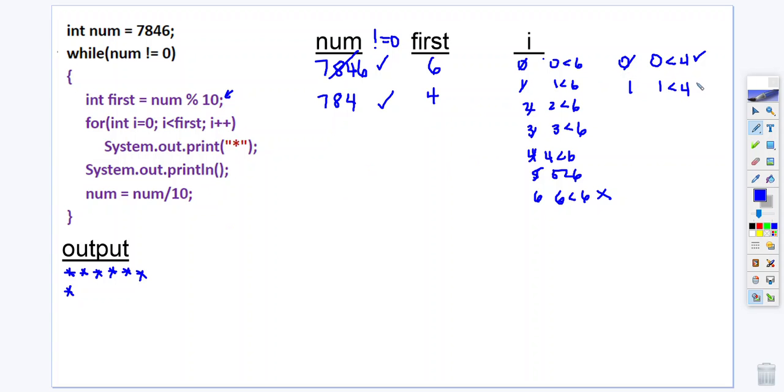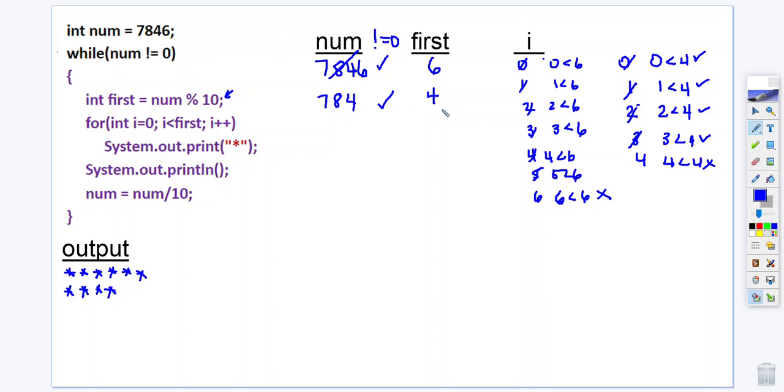And the answer is yes. So I'm going to print another asterisk. And then is 2 less than 4? And the answer is yes. So I'm going to print another asterisk. And then move to 3. Is 3 less than 4? The answer is yes. So I'm going to do another asterisk. And then is 4 less than 4? The answer is no. So just as I predicted, I am printing 4 asterisks.